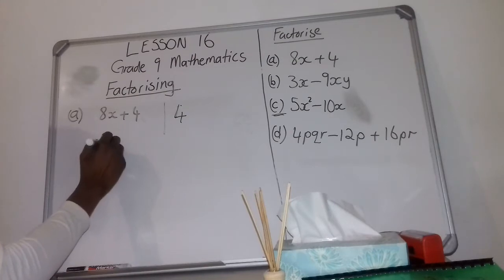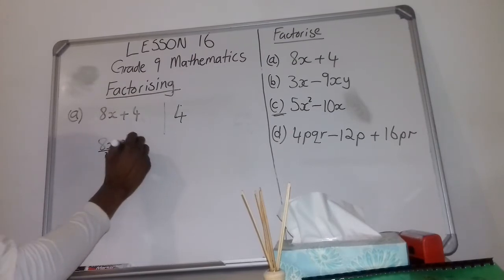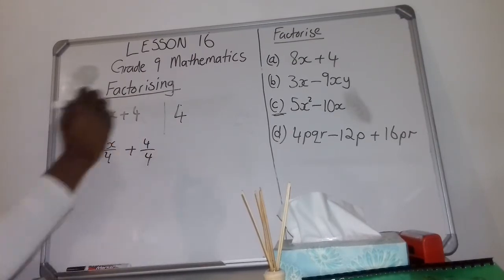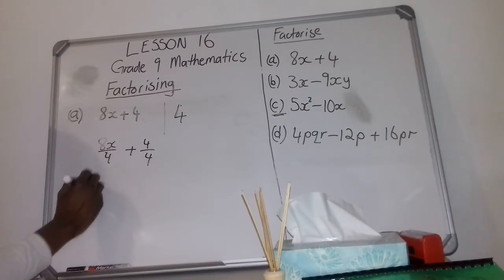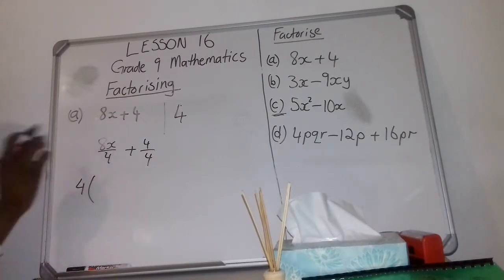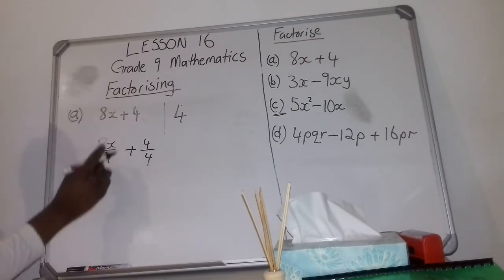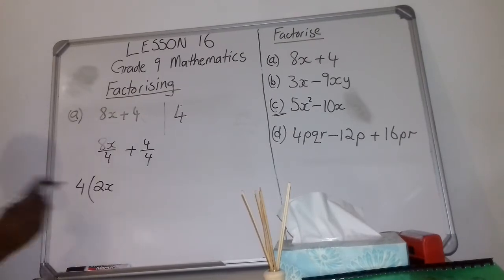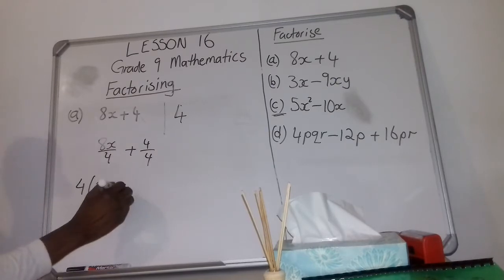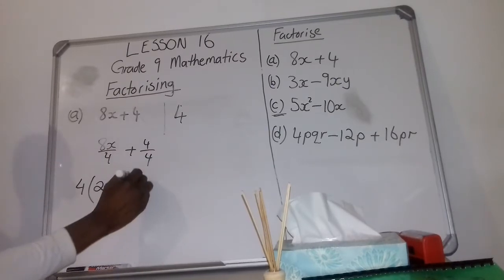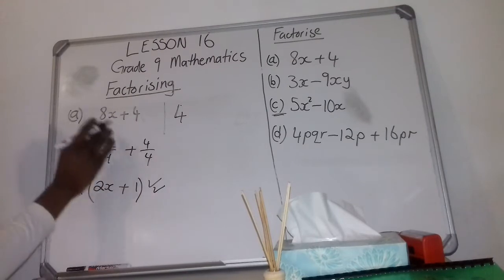So we say 8x divided by 4 plus 4 divided by 4. So you put 4 outside the bracket and then ask ourselves, 4 goes into 8 two times. Because there's an x, you put the x next to 2. So you say 2 times x, plus 4 goes into itself once. So this is the answer for A.